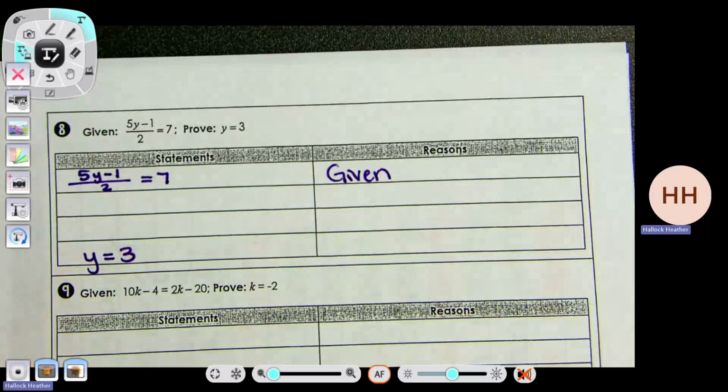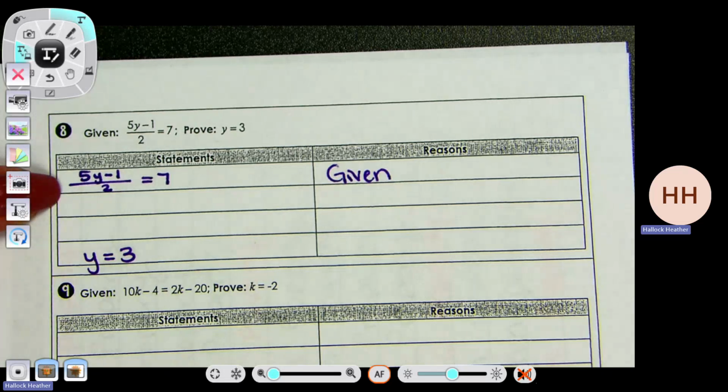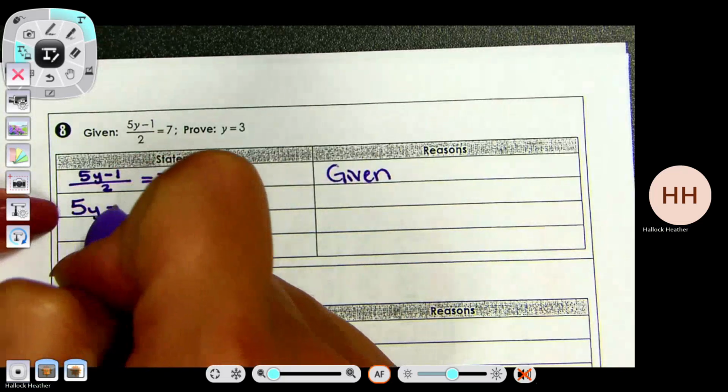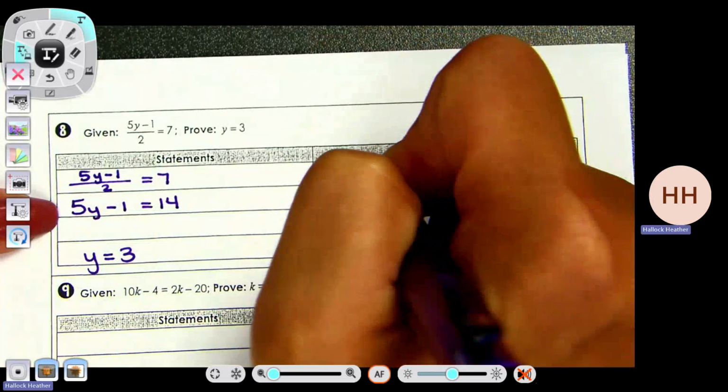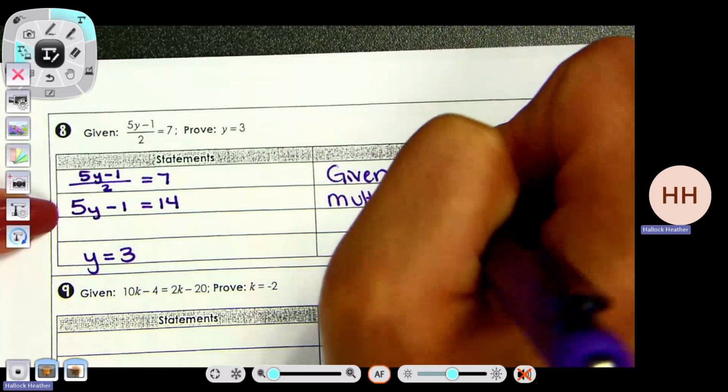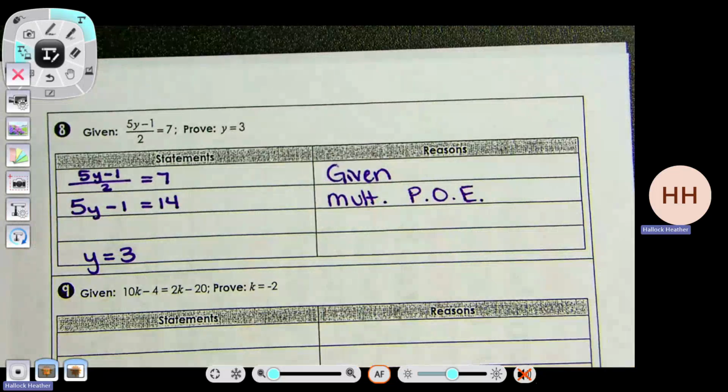The first step is the hardest, because you have a fraction and you guys hate fractions. How would I undo the fraction? Multiply. If I multiply both sides by 2 to get rid of the denominator, what would I be left with? Perfect. And that's multiplication property of equality. Take a second, fill in the last 2 steps.